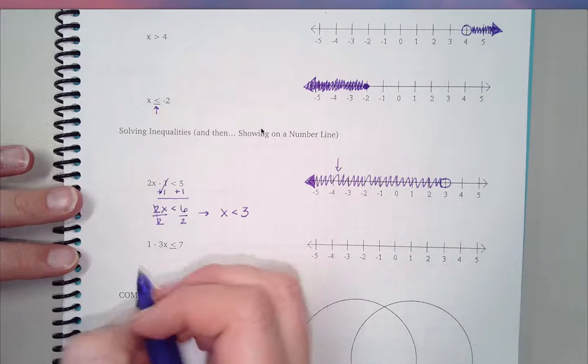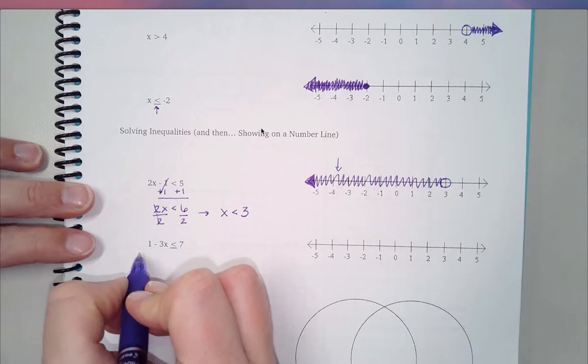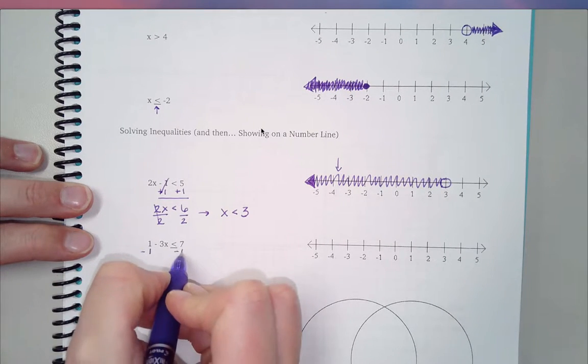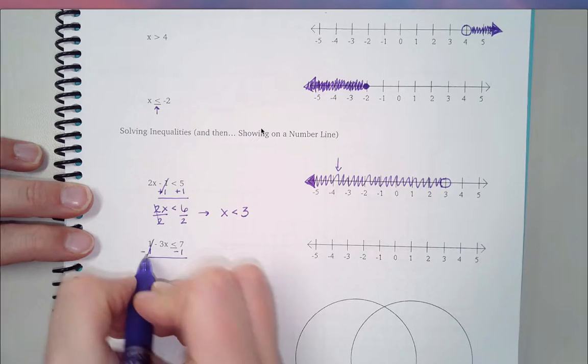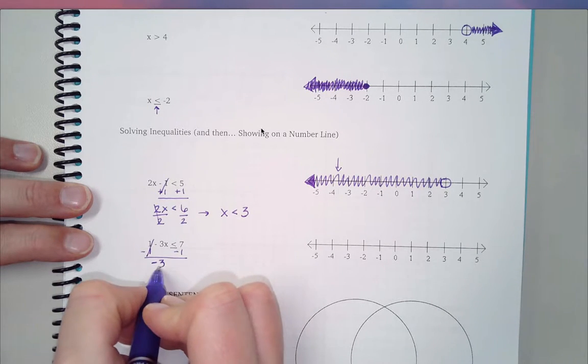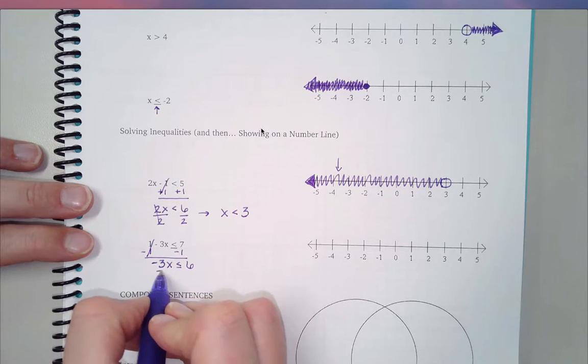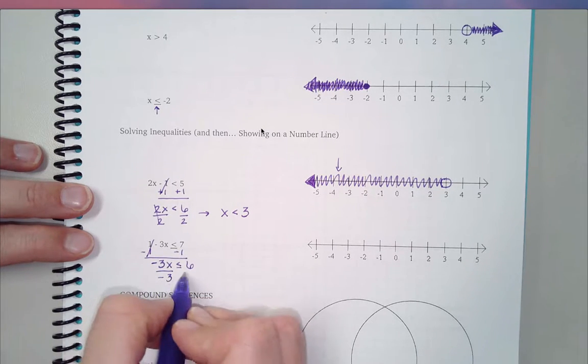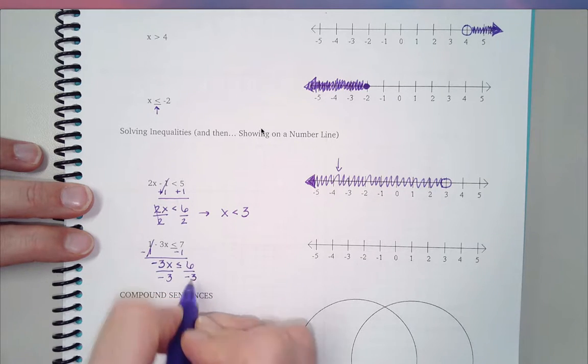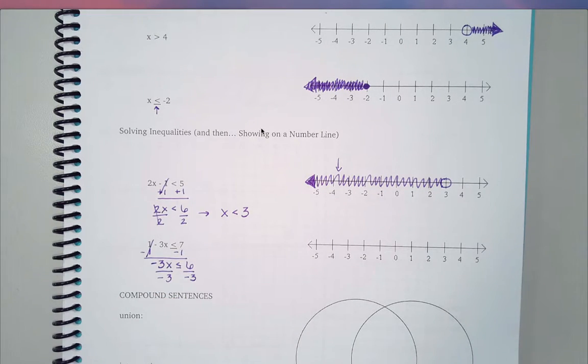1 minus 3x is less than or equal to 7, so I would probably start by subtracting the 1 on each side. That part's going to be normal, okay? So -3x less than or equal to 6. My next step here would be to divide by the -3, and this is where things get weird. So the real issue here is, and I could talk forever about why this works the way that it does.